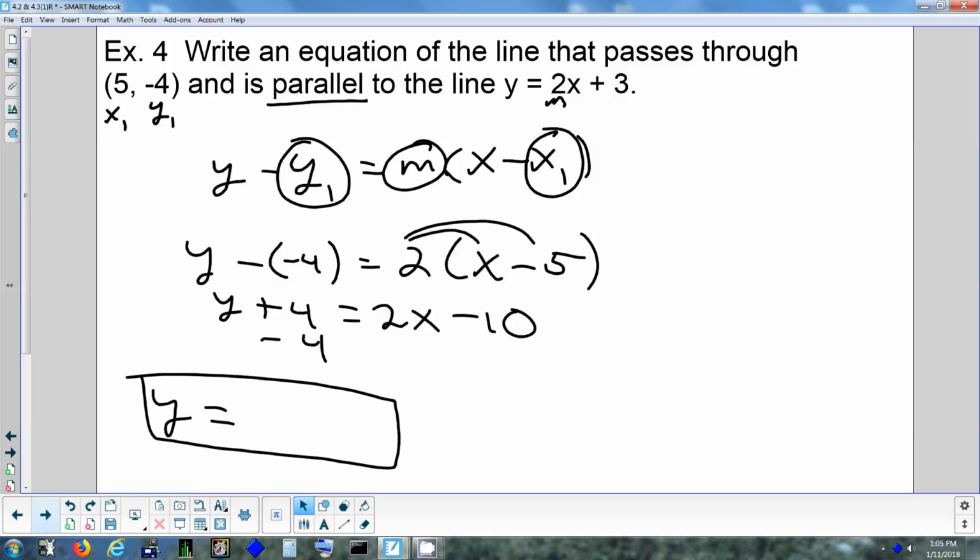Minus 4. So I get y equals 2x. What's negative 10 minus 4? Savannah? Negative 14. Yes, I got it right. Perfect.